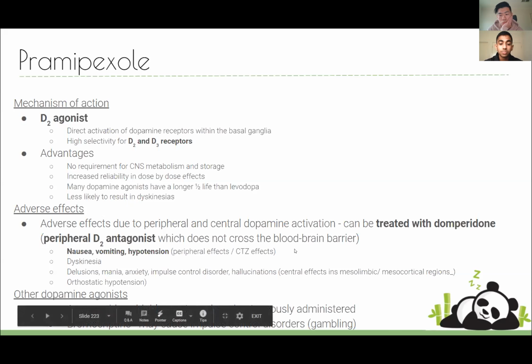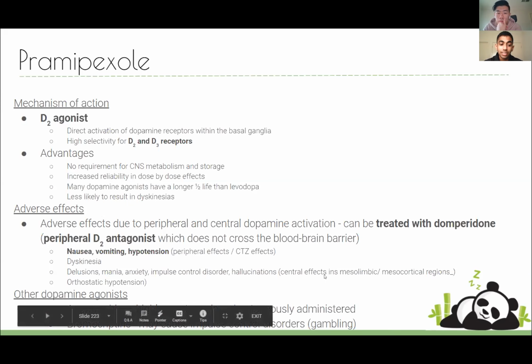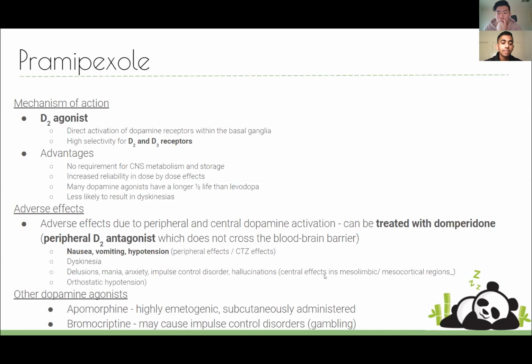And that doesn't cross the blood-brain barrier, so it's not going to affect our Parkinson's symptoms, but it can stop our nausea, vomiting, and hypotension, which is really, really good. Other dopamine agonists that you need to know about are apomorphine and bromocriptine. Apomorphine is hypometagenic and administered subcut, and bromocriptine is really good at causing impulse disorders, so things like gambling, where people don't have control over themselves.